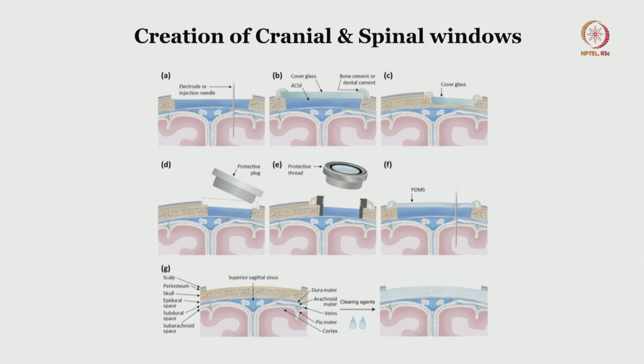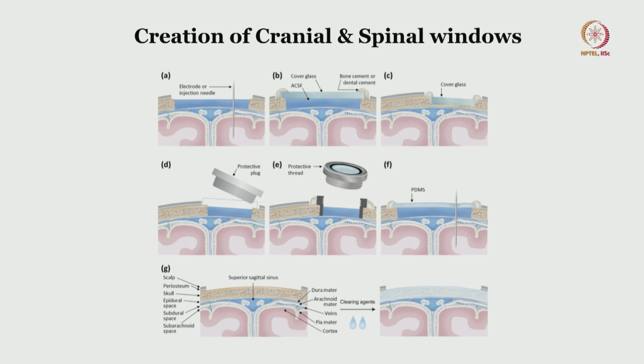And what you can do is to have a sort of protective plug on top of it, where you can thread it, remove it, and you can reuse it. Or you can have a PDMS layer through which another... anytime this sampling of the brain can be done, or neurophysiological recordings can be done. So there are the various options for cranial windows.